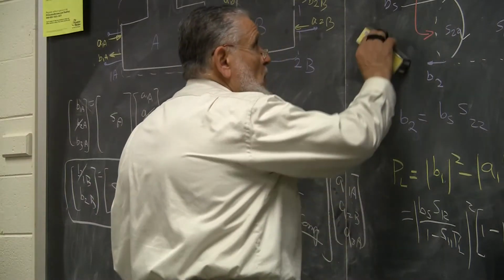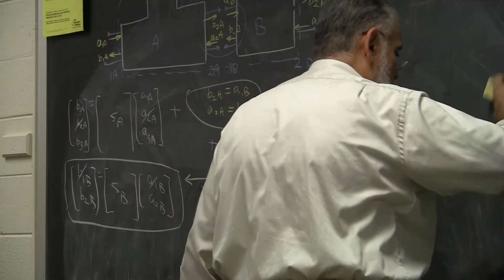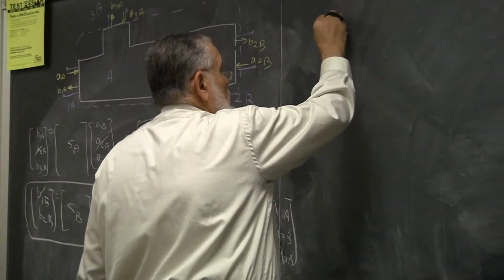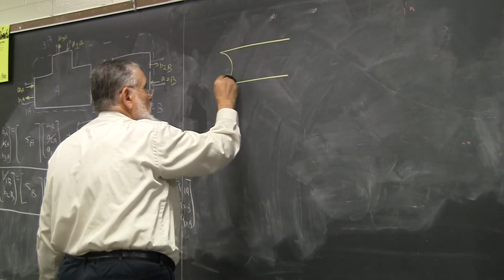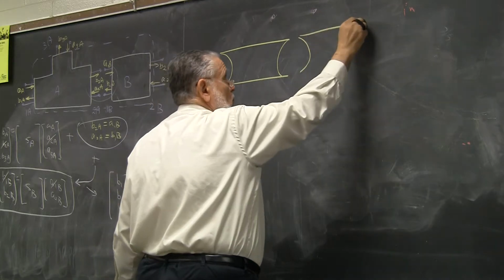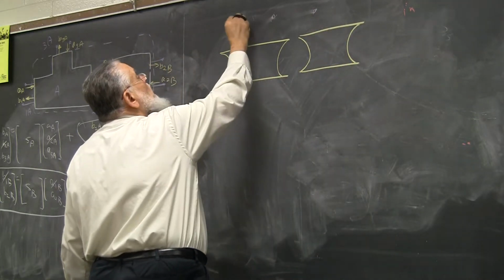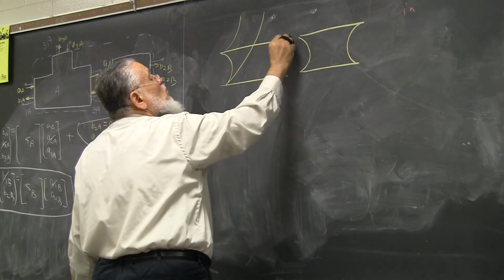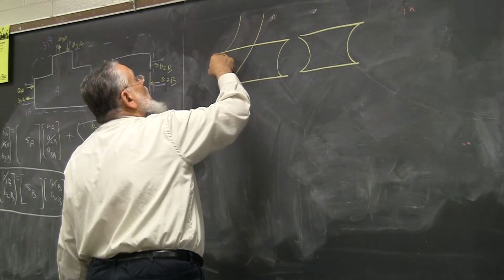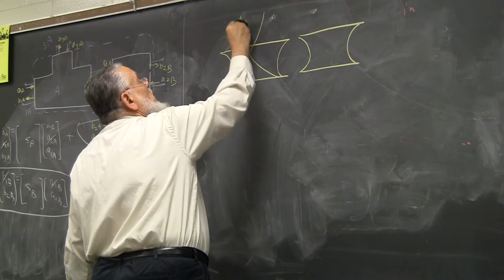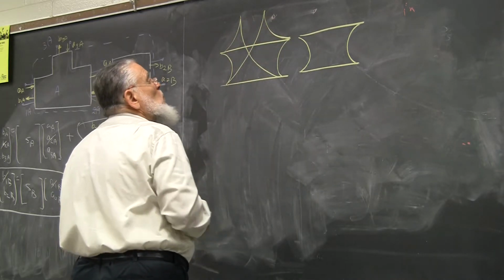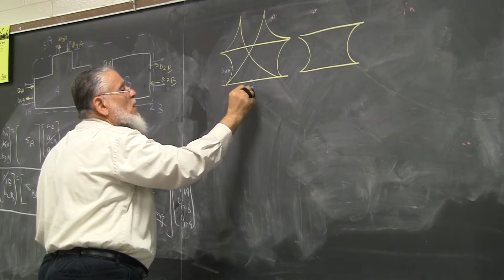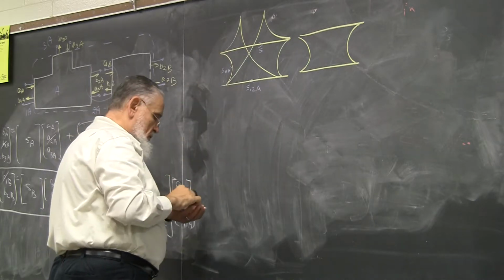Now, the smarter way is to work out the signal flow graph. This one leads to a B, this one leads to a B, this one leads to a B. Labels: S11A, S12A, S33 here.